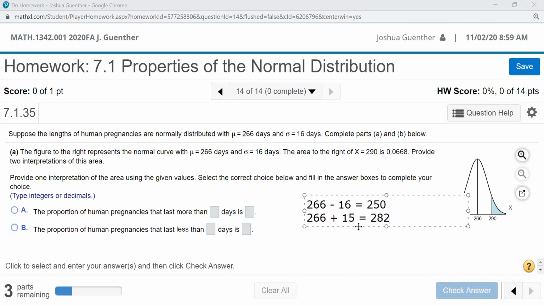there's a 68% chance that a randomly selected pregnancy is going to last between 250 days and 282 days. So there's a pretty good chance you're going to be in that range of values if you're pregnant. If you go 2 standard deviations below the mean, and I will use my wizard math.